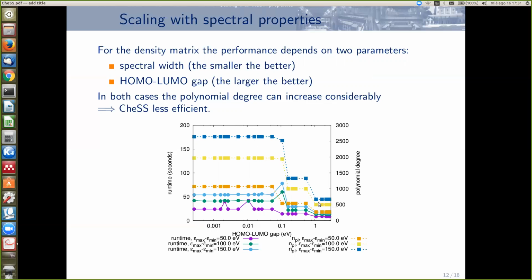So to summarize, the worst case is a large spectral width with a small HOMO-LUMO gap, and the best case is the opposite, so very small spectral width and a very large HOMO-LUMO gap.